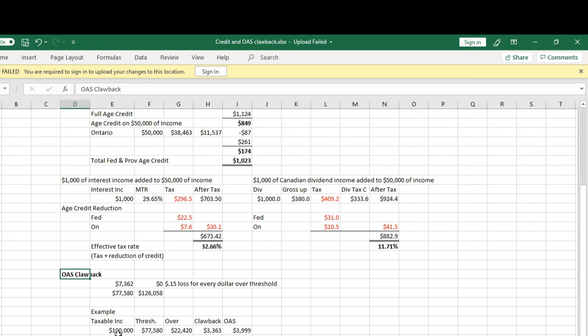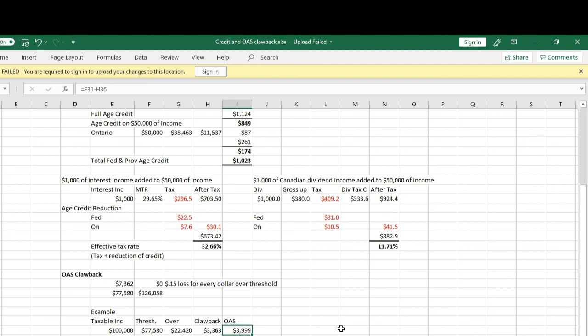So here's an example. Let's say taxable income is $100,000. There's the threshold. We are over by $22,420. The clawback is 15 cents times $22,420. So the OAS amount less the clawback equals what I get. In this case, I would get $3,999. I think I'm going to leave it there.